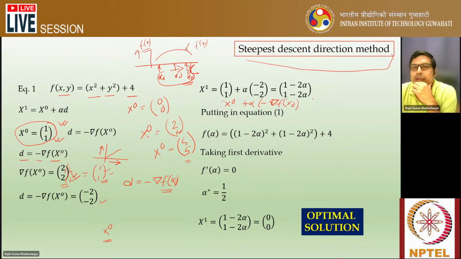So you are getting this value, and if you put it in equation 1, you get this equation in terms of alpha. If you take the derivative, you need to find the value of alpha, and you get alpha equal to 2. I hope this is clear how we have considered the value of x0.